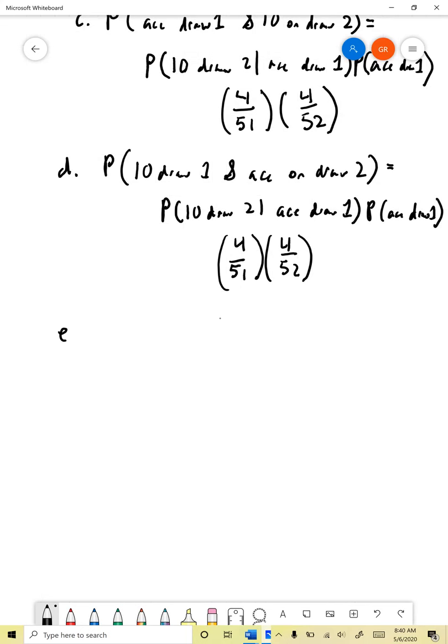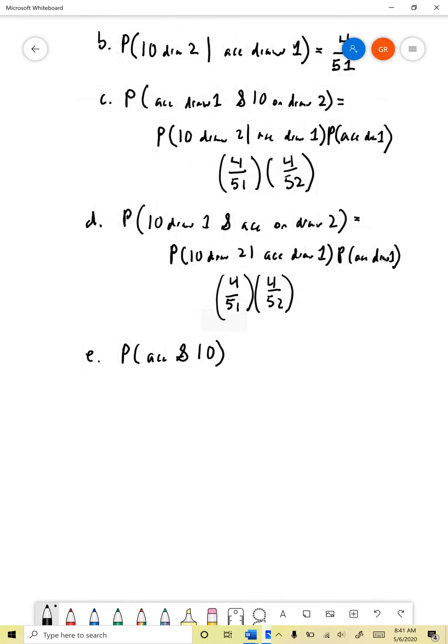Now the next question is, what's the probability that we get an ace and a 10 in our two draws? Probability of ace and 10. Here we have to realize that this could happen in two ways. We could get a 10 first, or we could get an ace first. So the probability of ace and 10 is going to be, I'll expand a little bit.